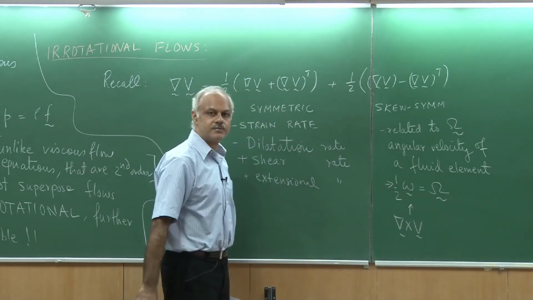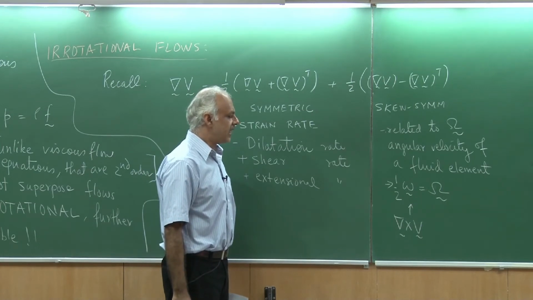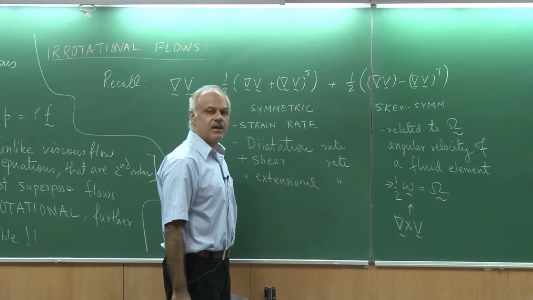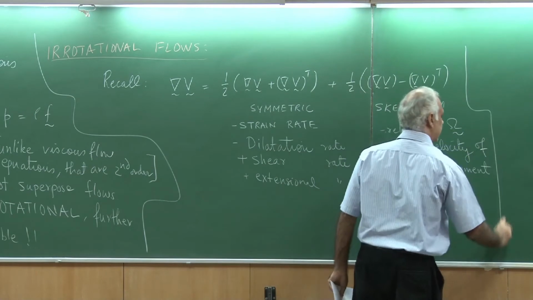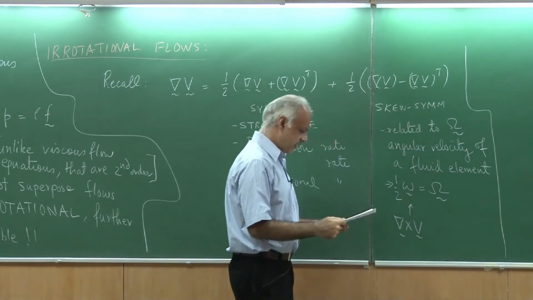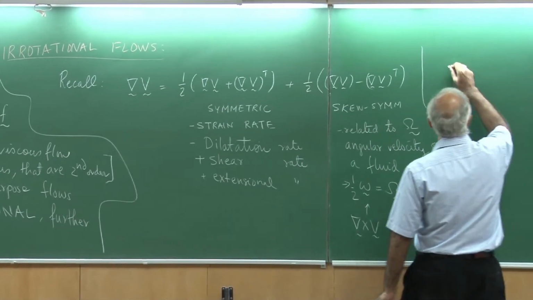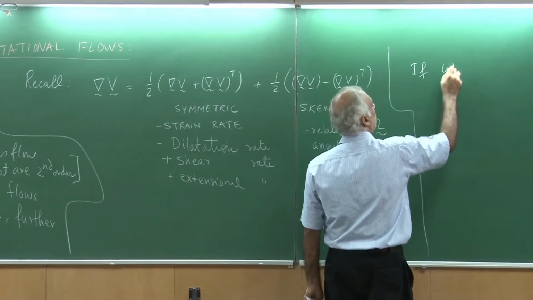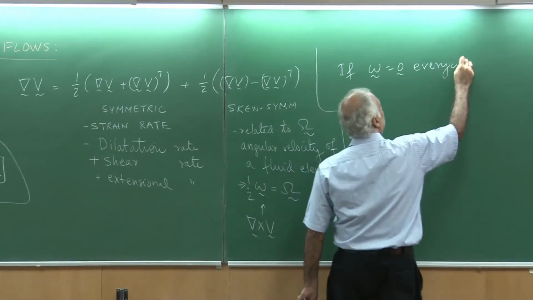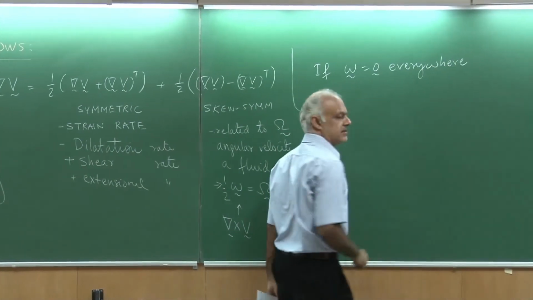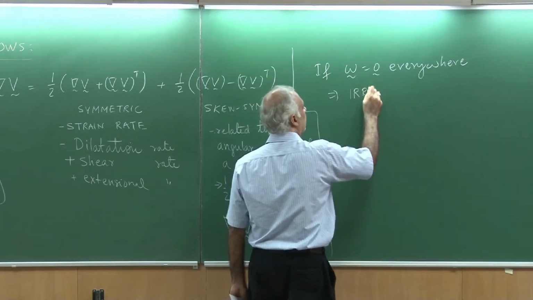This we already know. We had also discussed in fair detail what is meant by this rotation rate and what would happen if this is 0 everywhere. So, we had proposed that if omega is 0 everywhere, then we have something called an irrotational flow.